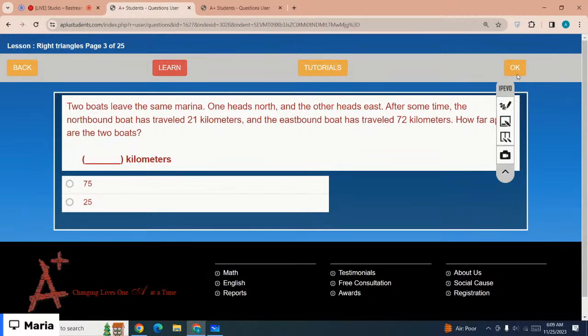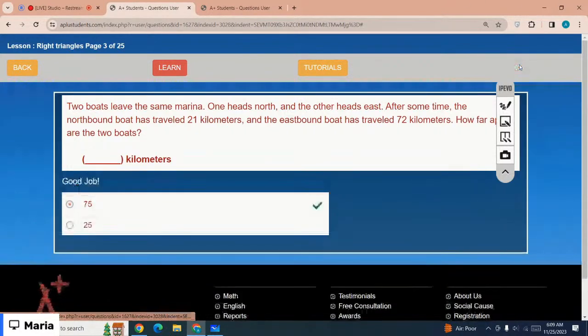Yes, the correct option is 75 kilometers apart, right? Both the boats are 75 kilometers apart. Very good.